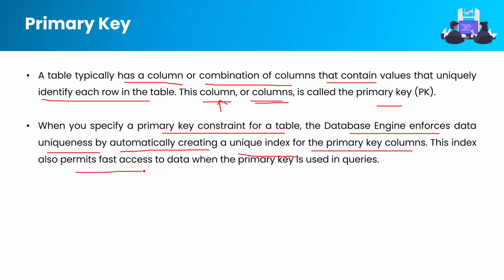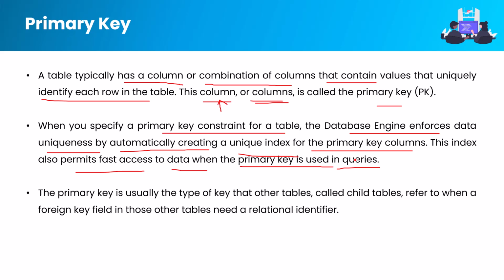This index also permits faster access of data when the primary key is used in a query. So if we create the primary key, this is the benefit of the primary key. In case of Dynamics 365, if we create the primary key, the primary index will be created based on the primary key, and if we create the index, it will permit faster access of data. So when you select a query with a where clause, you will be able to access the data in a faster manner.